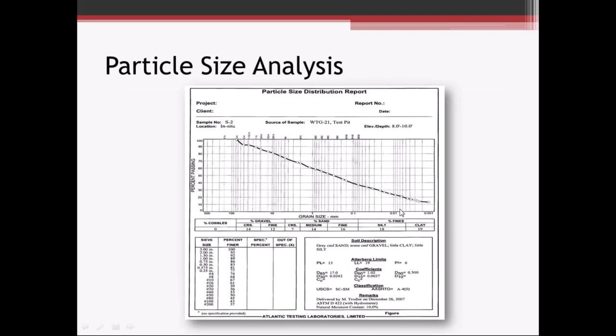So here's an example of a well-graded material. You can see just based on the shape of the curve, that nice 45-degree angle, nice straight line. And if you look down the percentages, there's about an equal percentage all the way down from the gravels to the clay.